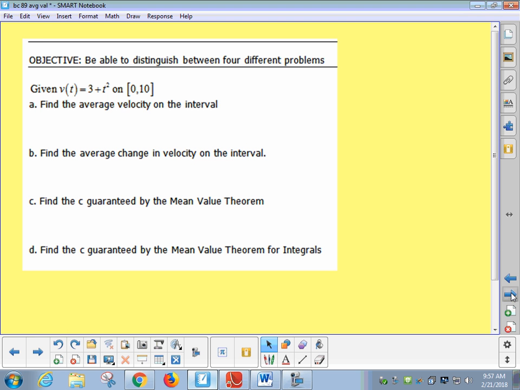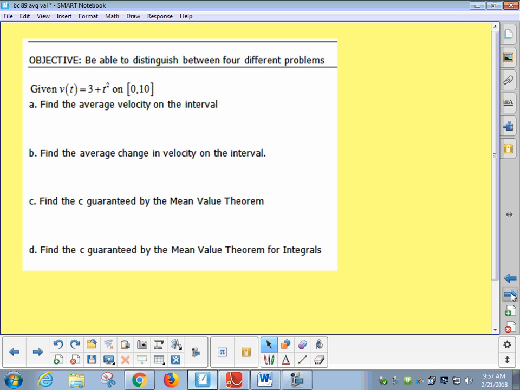Now, because you have two average ideas, two mean value theorem ideas, you're going to get confused, and you need to read very carefully. So as a way of compare and contrast, so that you don't make that mistake, I saw that so much that I added this onto my BC notes, and hopefully this will help.